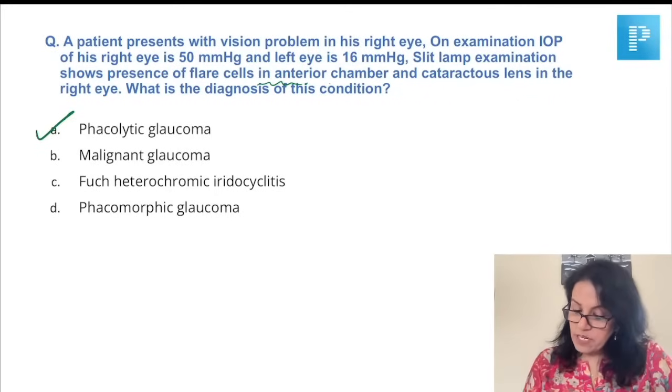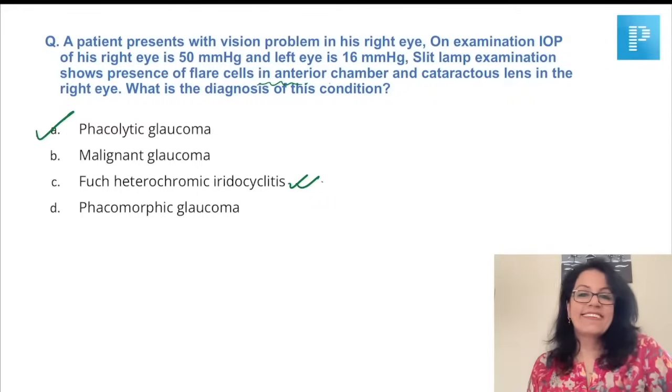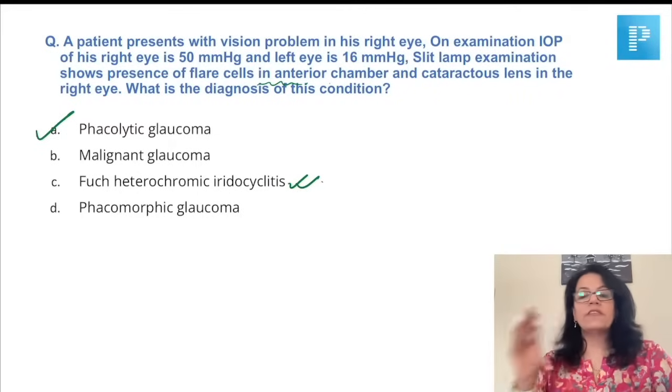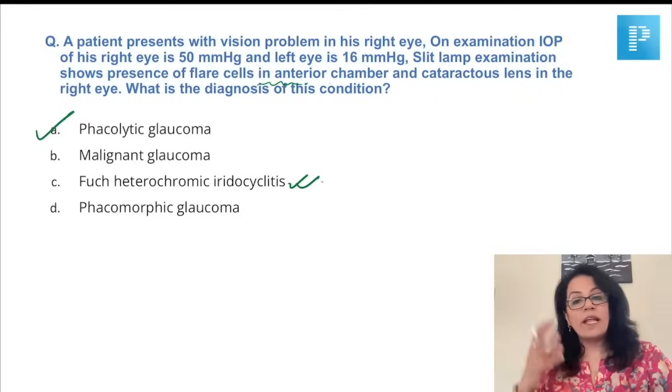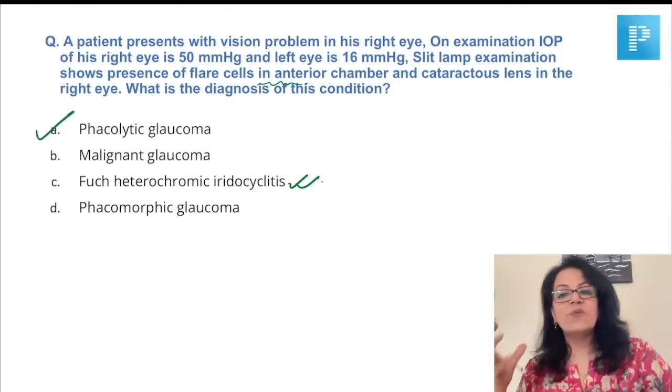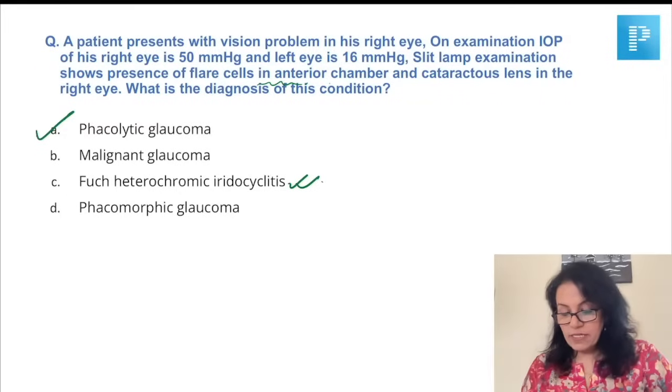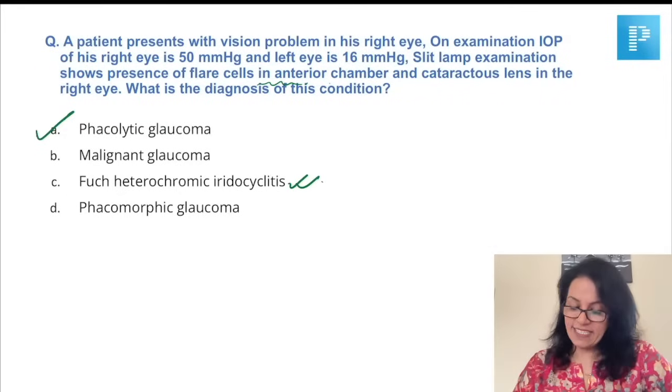Again, why not Fuchs heterochromic cyclitis? You all remember Fuchs heterochromic, the difference of iris color. It's an atypical anterior uveitis. But again, the pressures cannot be so high in this condition, isn't it? It does lead to cataract, yes. But again, the presentation goes more towards phacolytic glaucoma.